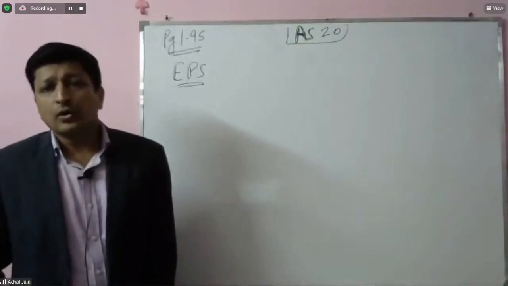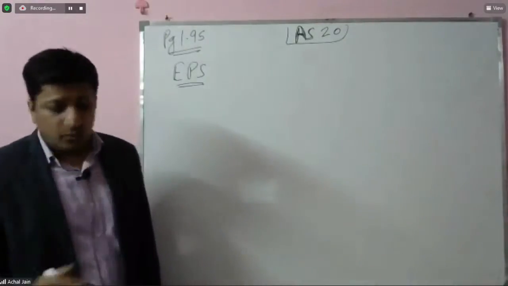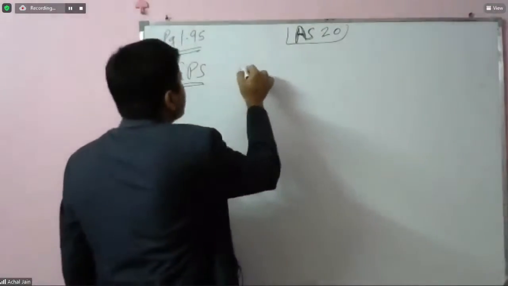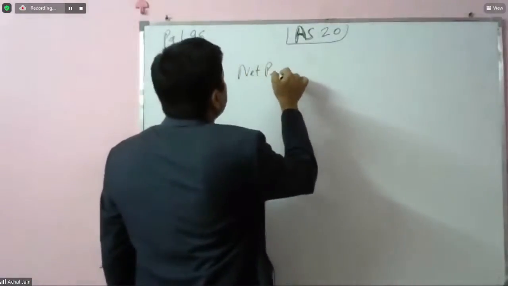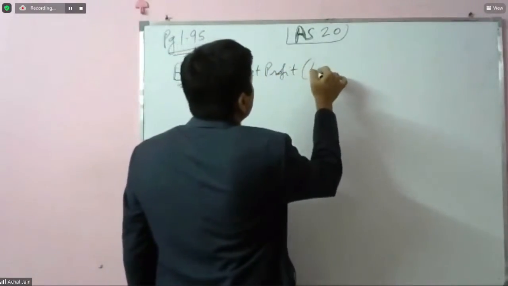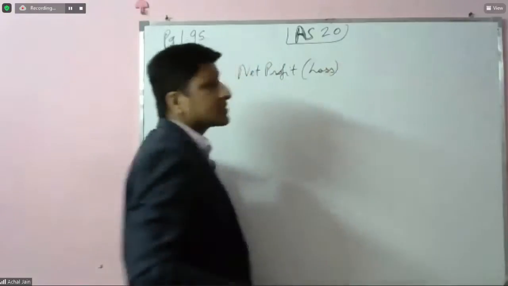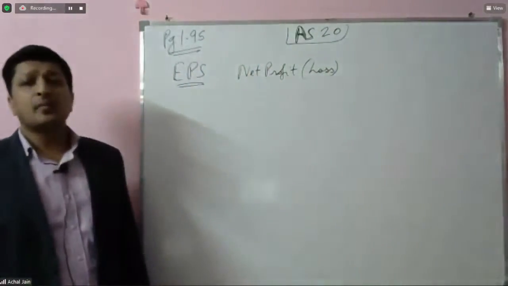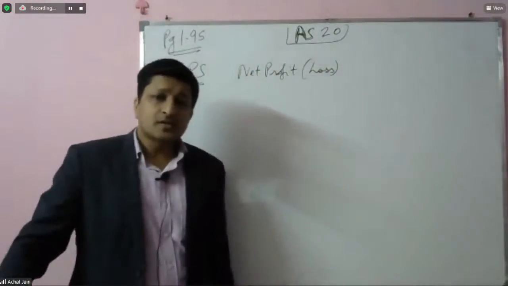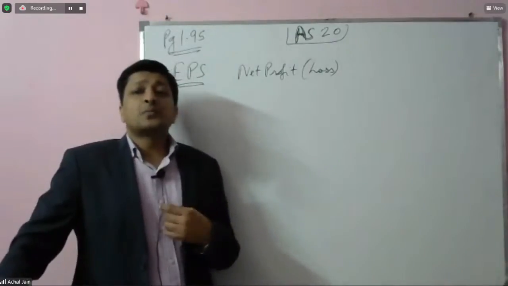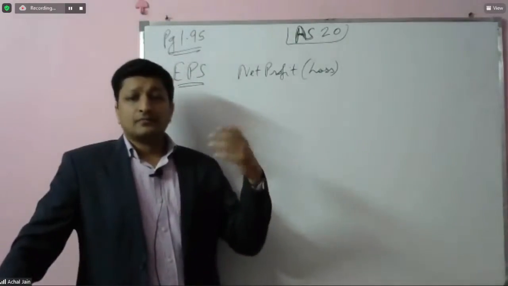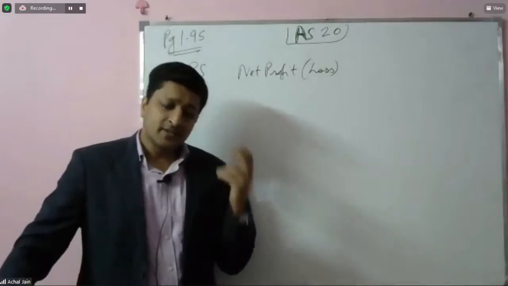Net profit or loss which is attributable to the equity shareholders. Net profit or loss. Why are we saying loss? Because it's not necessary that every year there will be a profit. Maybe there's a loss. So we will also check what's the proportion of loss which the shareholder has incurred.